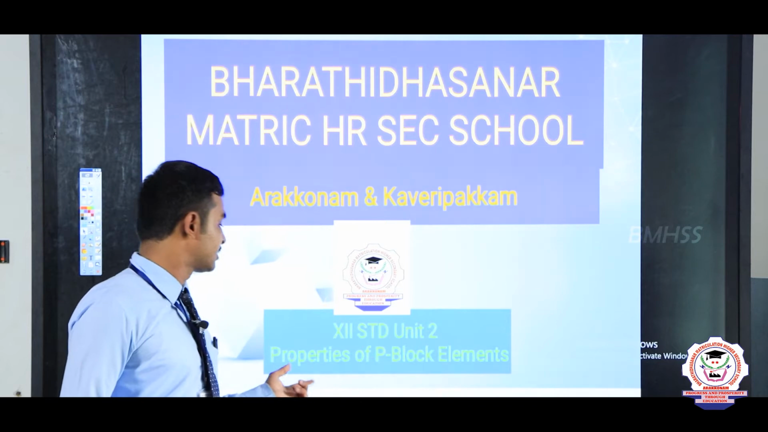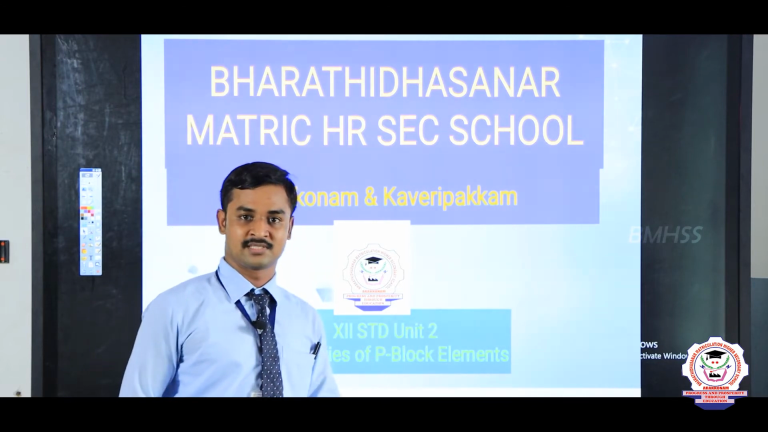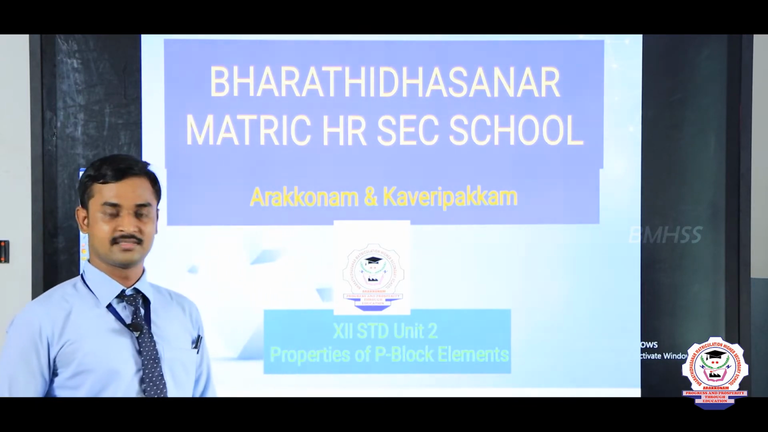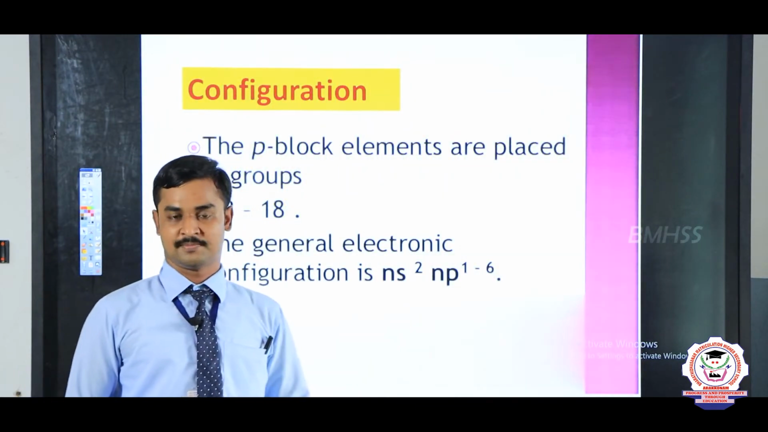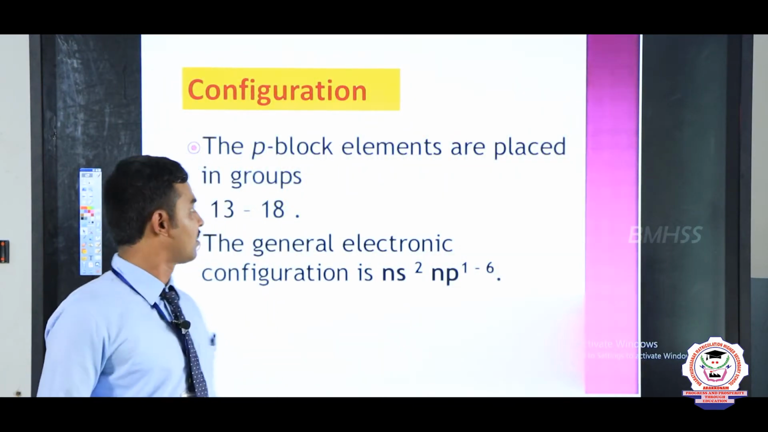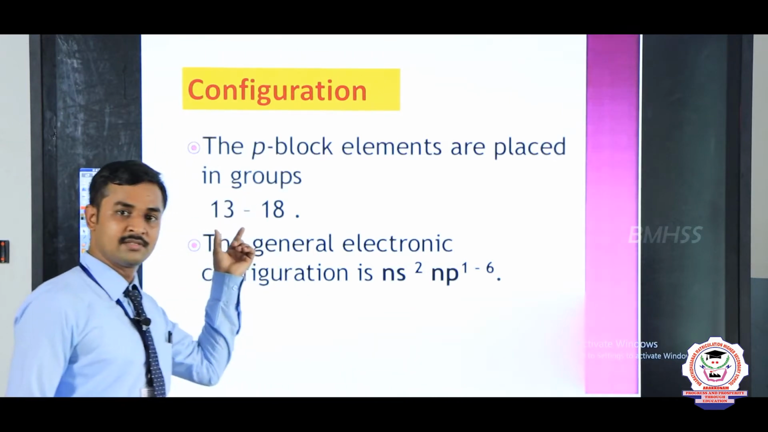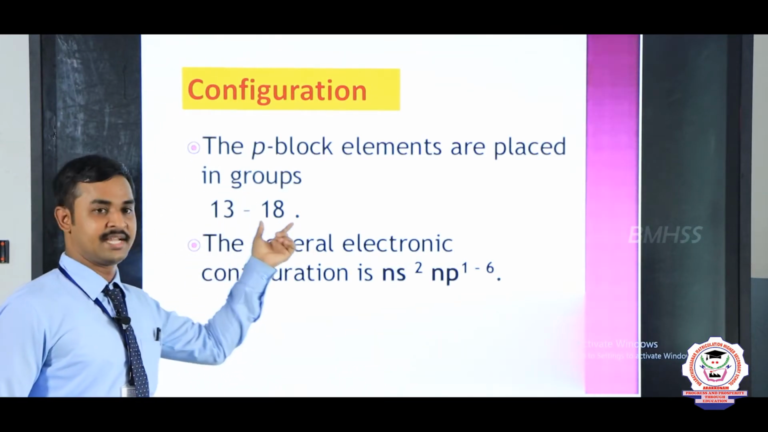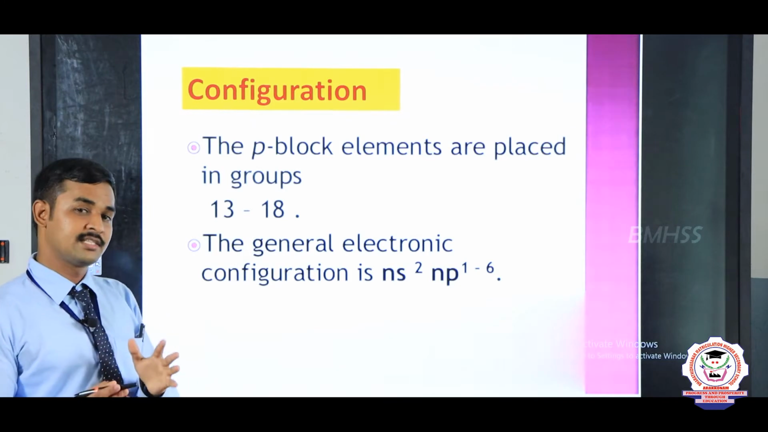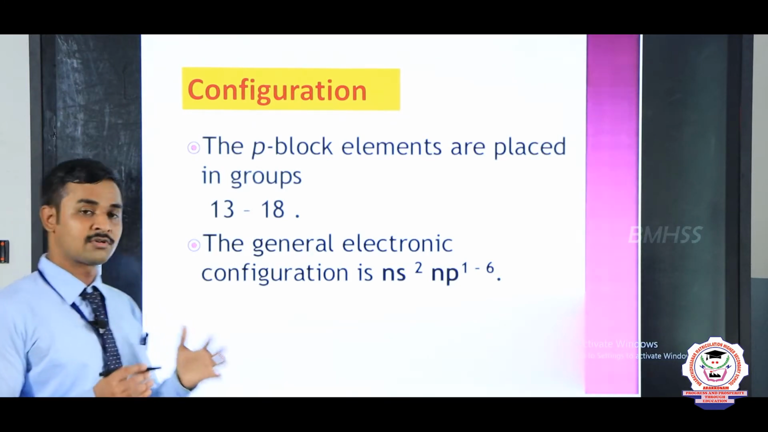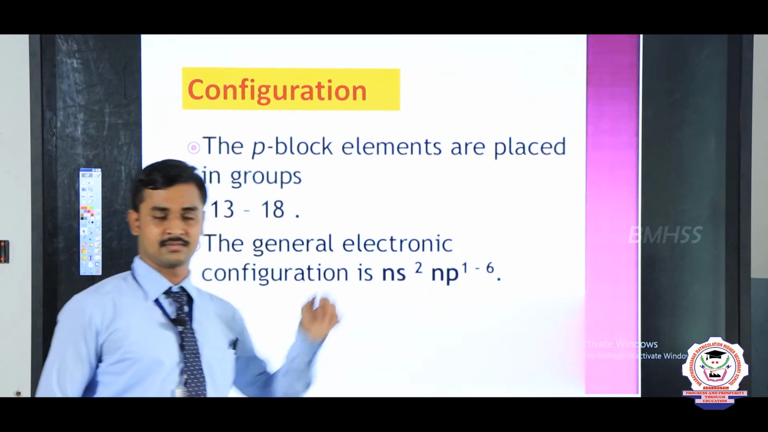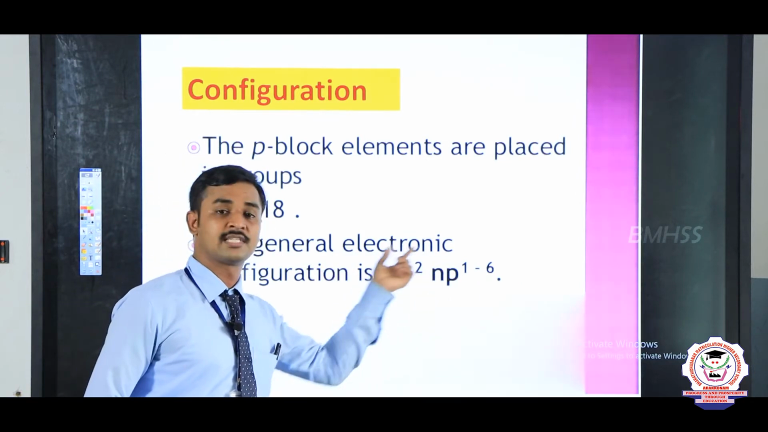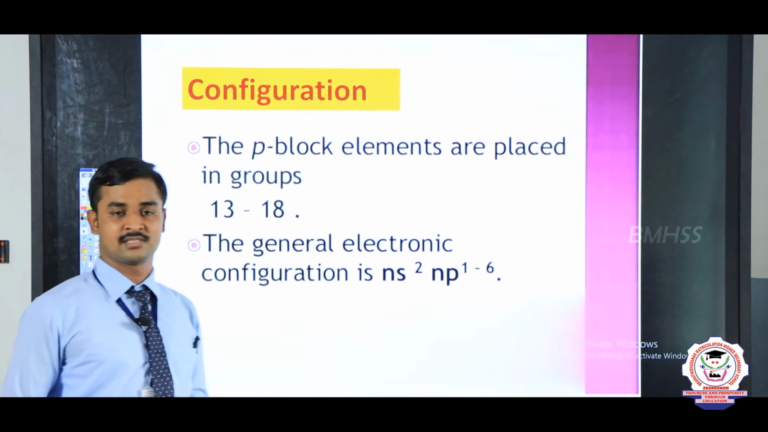Our today's topic is properties of p block elements. Shall we go to the topic? Let's see, students, we already know that the p block elements are present in the periodic table from group 13 to 18, and generally the p block elements have the electronic configuration ns2 np1 to 6. How can we find the general electronic configuration for p block elements?